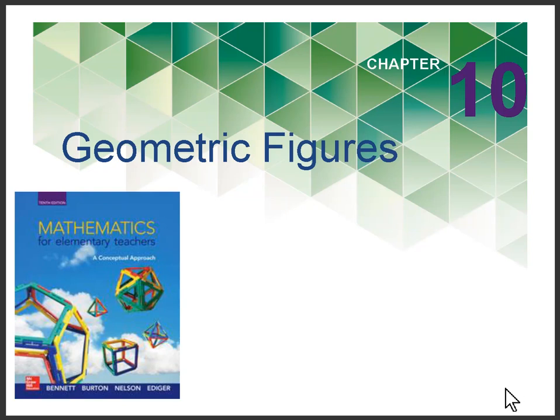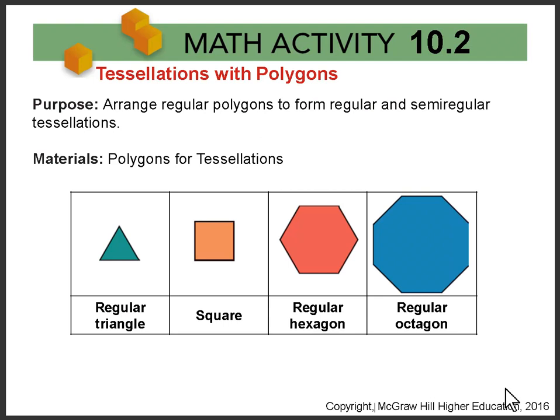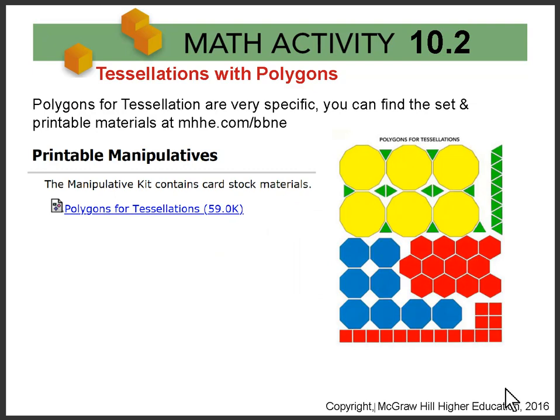This video is for Chapter 10, Section 10.2 for the math activity Tessellations with Polygons. We'll arrange regular polygons and form regular and semi-regular tessellations. We'll use a set of 4 regular polygons, a triangle, a square, a hexagon, and an octagon with the side lengths the same length. This is a very specialized set. You can use virtual polygons for tessellation or find printable versions on our website.